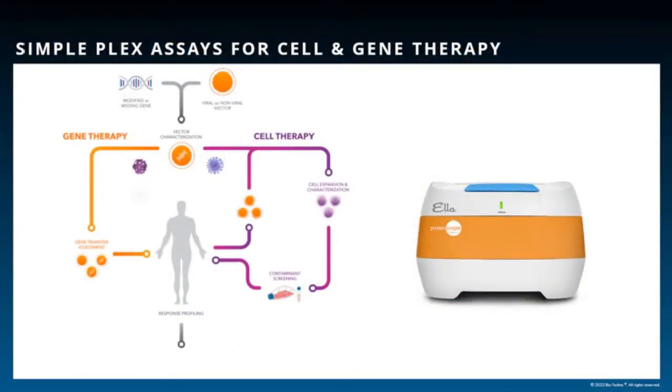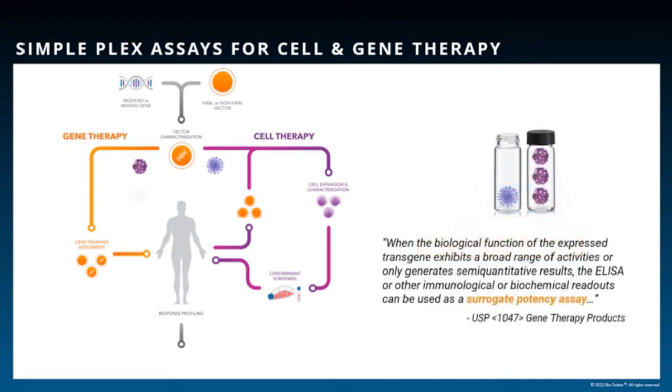Let's start by aligning Simple Plex with this workflow. First, let's look at Simple Plex in the context of potency. The USP 1047 for gene therapy products states that when the biological function of the expressed transgene exhibits a broad range of activities or only generates semi-quantitative results, the ELISA or other immunological or biochemical readouts can be used as a surrogate potency assay. We have 2 assays currently on the menu to address this part of the workflow, one for AAV2 and one for p24 to detect lentivirus.